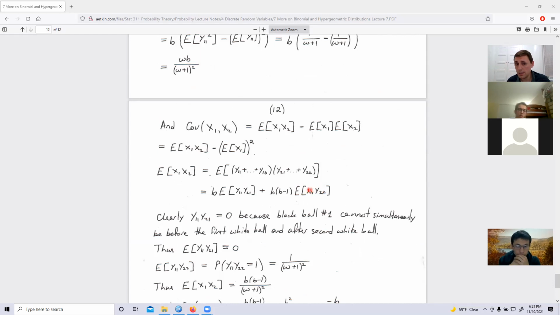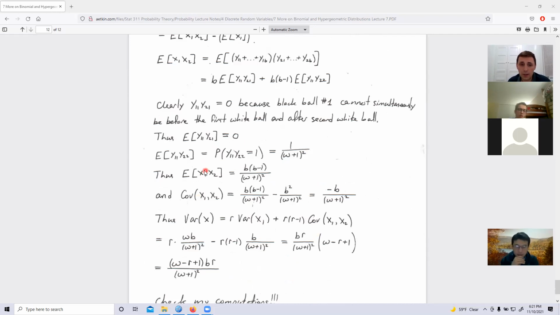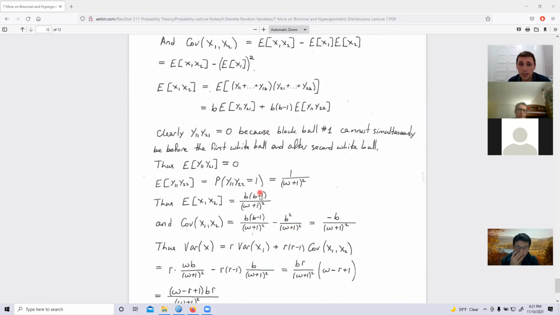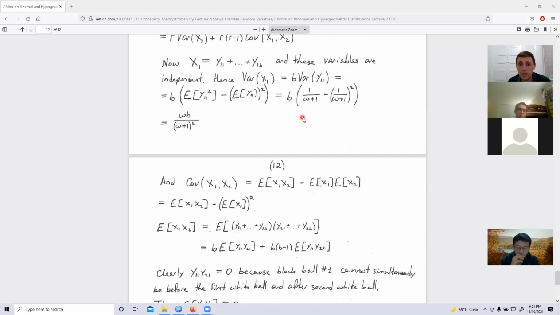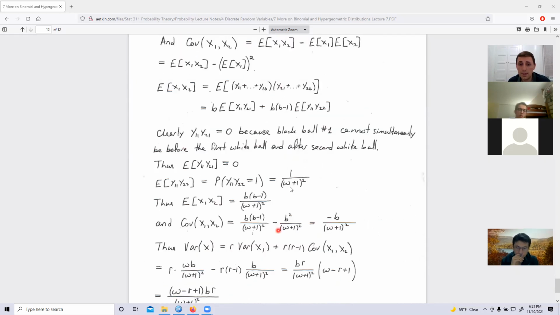Now, what's the probability this equals 1? This is equal to 1 with probability 1 out of W plus 1, because black ball number 1 can be in any of the W plus 1 slots, and this equals 1 independently, right? It's ball number 2 is in any one of the slots. So it's also 1 over W plus 1. That's why the number here is 1 over W plus 1 squared. And so the expected value of x1 times x2 is simply B times B minus 1 times this probability.